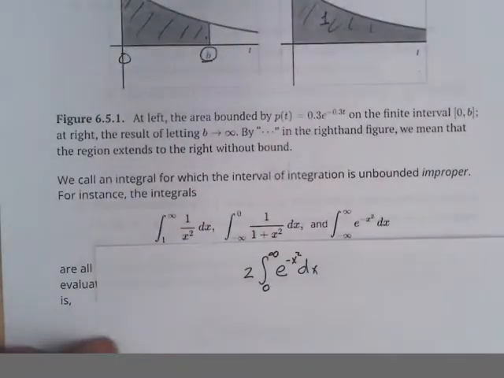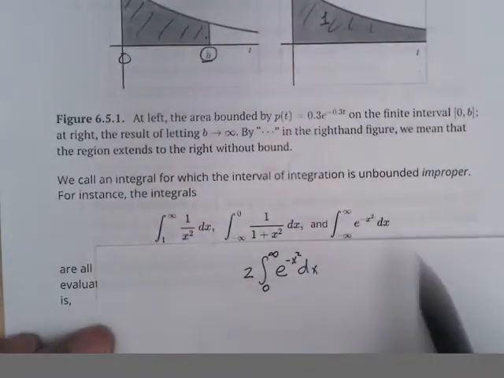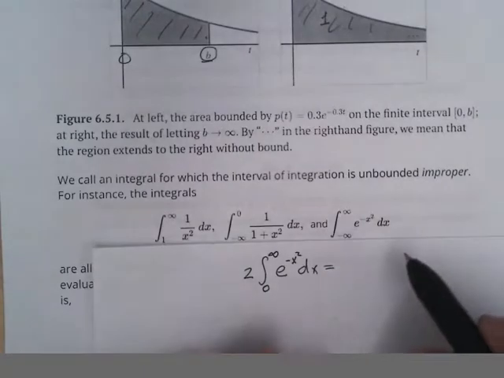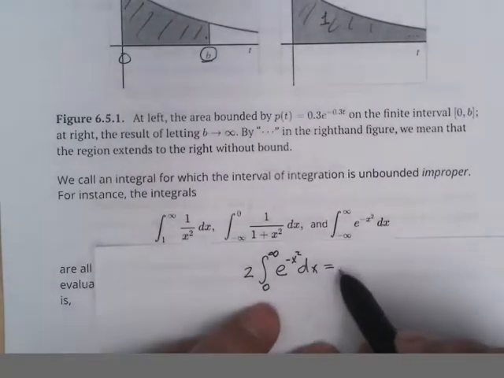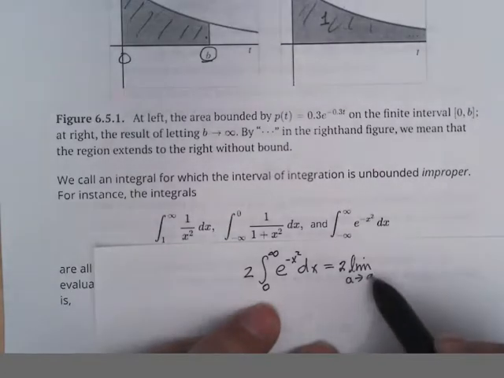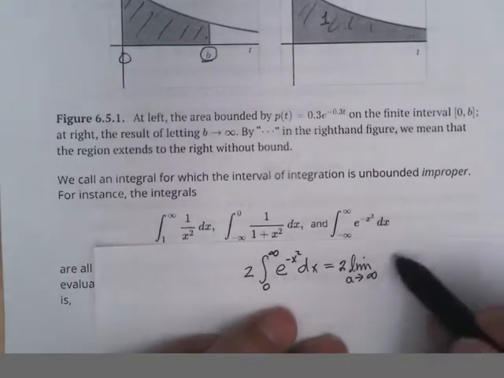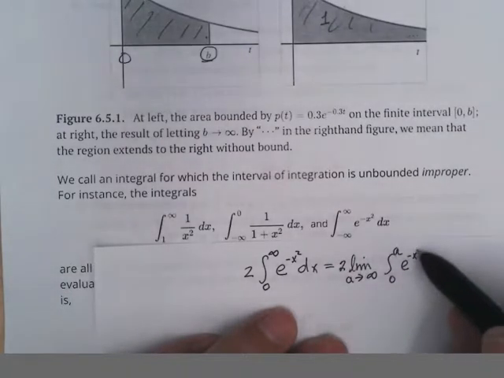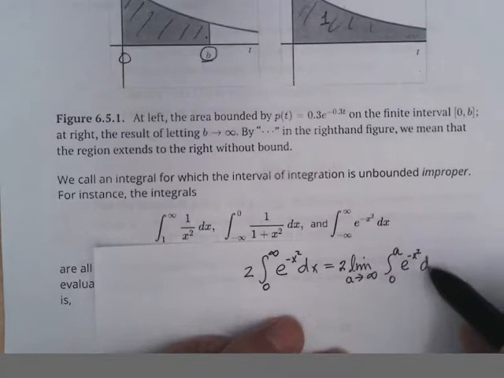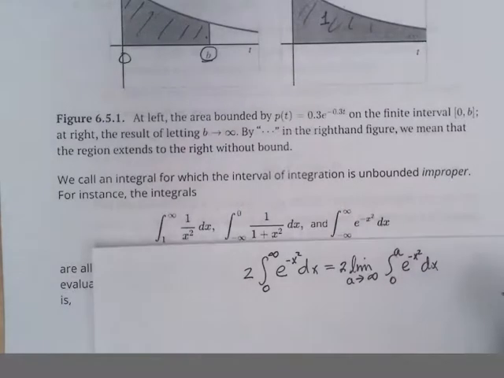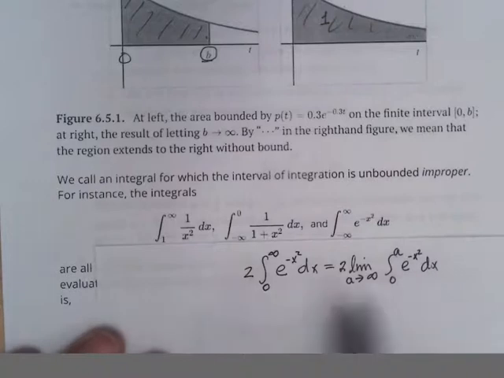Now, the alternative for doing that is, when we change this to limits, let's go back up here. When we change this to a limit, we're going to have 2 times the limit as a approaches infinity of the integral from 0 to a of e to the negative x squared dx. Okay? That's what we'd have to work out.